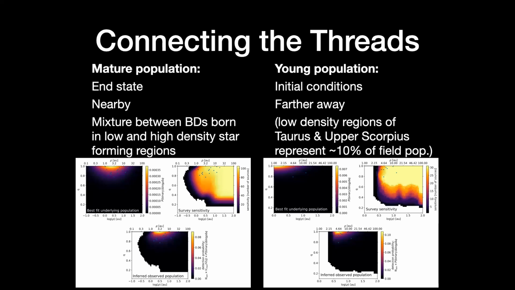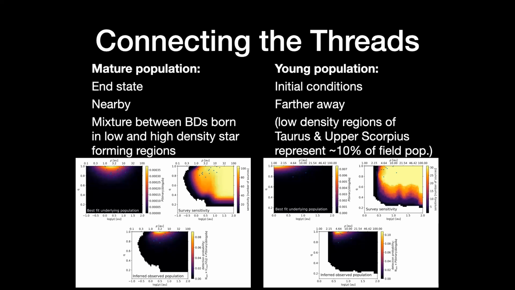Again, as I mentioned, the mature population is very nearby, so we have lots of sensitivity down at the AU scale, versus these young populations that are farther away, so we're limited. This is kind of grainy here, but we're limited to a few AU.